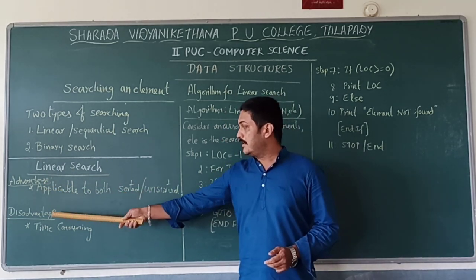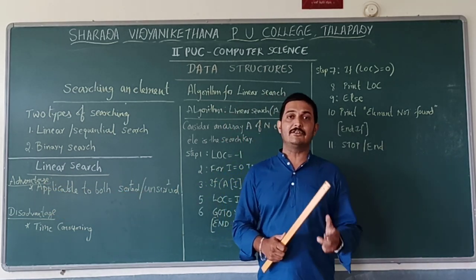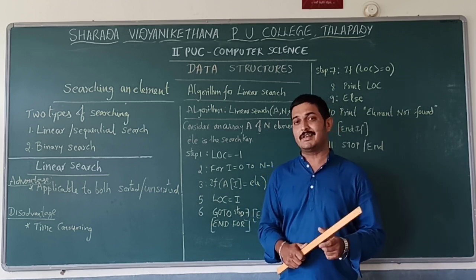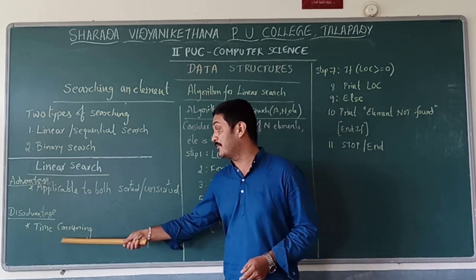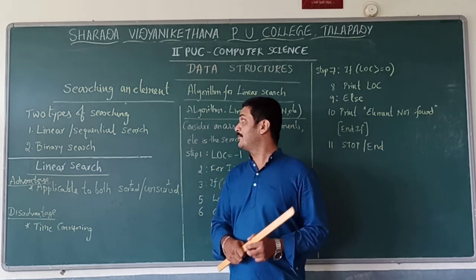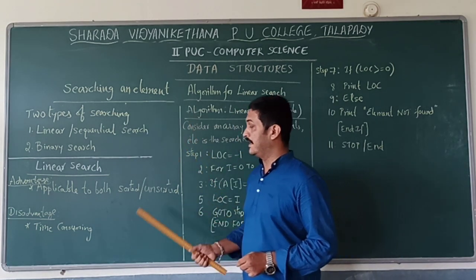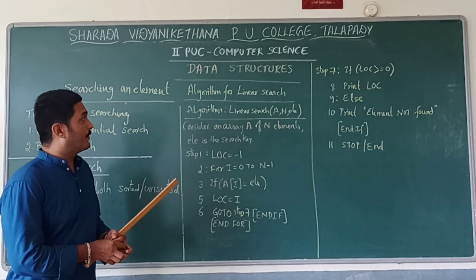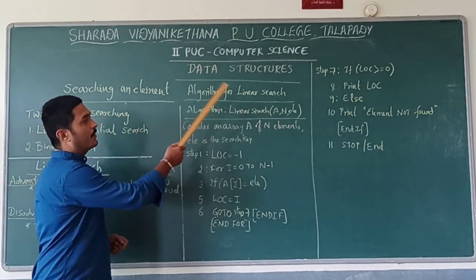The second one is the disadvantage. What are the disadvantages of the linear search method? Actually there is only one disadvantage, that it is time consuming. Linear search takes more time. These are about the linear searching method. Now let us go to the algorithm for linear search.